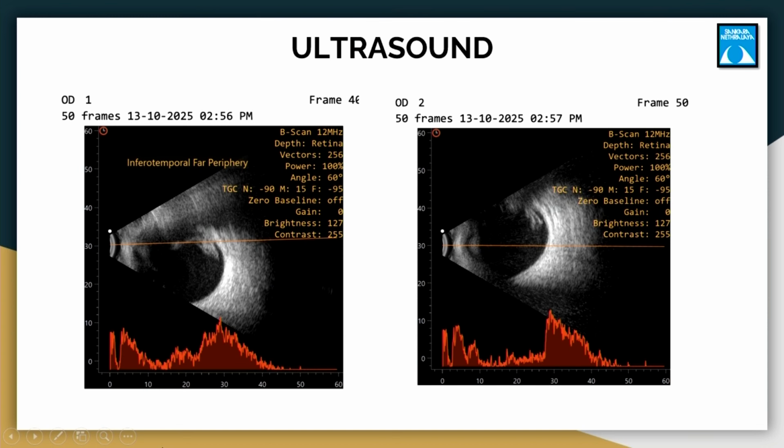Any uvea fellow here? Snow banking. Snowballs. Okay, why don't you answer the question? Vitritis, the vitreous echoes will be more. Vitreous echoes. Now, let me ask you a straightforward question. I'm putting a differential diagnosis here of pars planitis versus retinoblastoma, all right? What do you think are the features for and against? Tell me. Let us say first for pars planitis. What are the features for pars planitis?